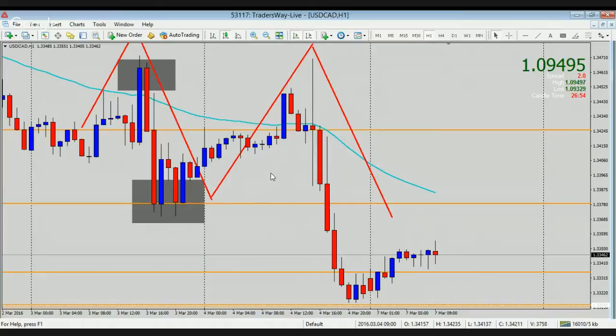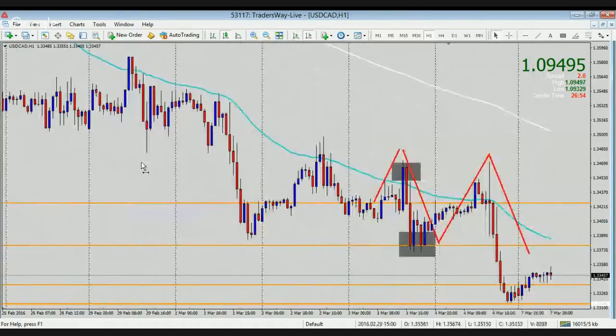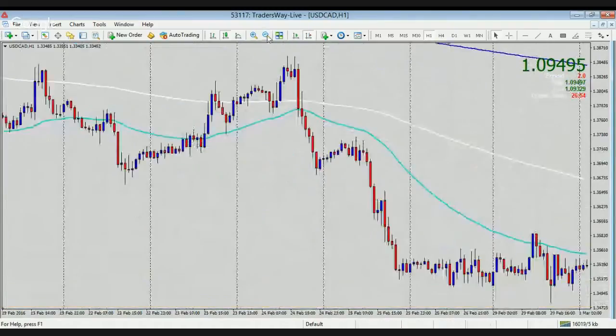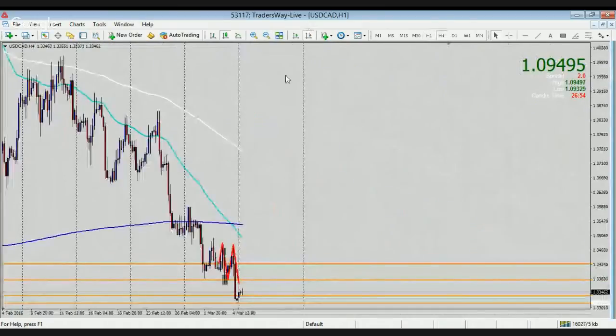So now, let's look for another formation. All right, so we have that formation. Now remember, this is a short trend, so you look for M's. All right, let's look on higher time frames.